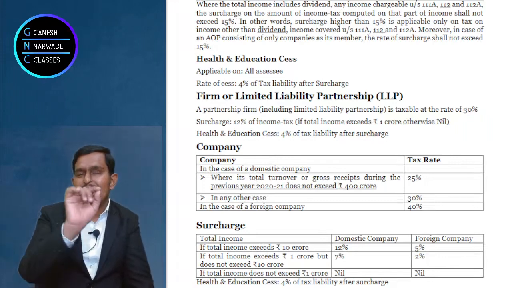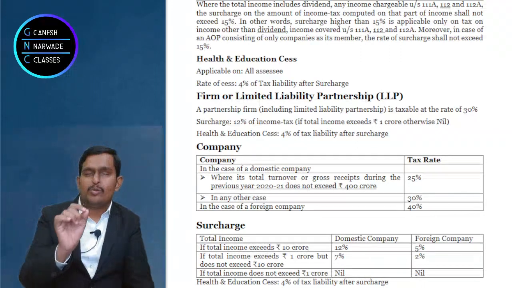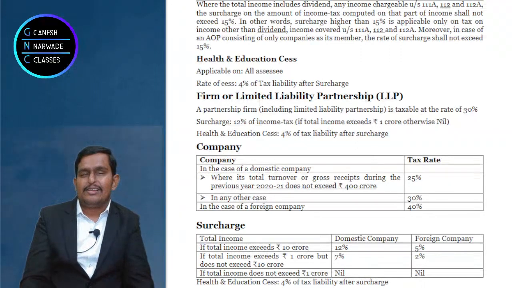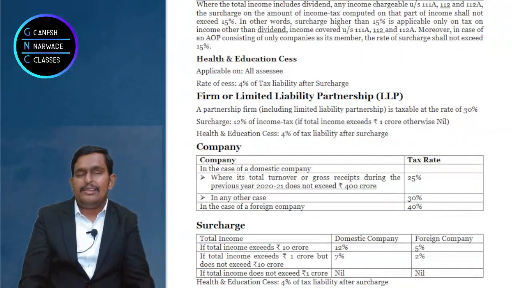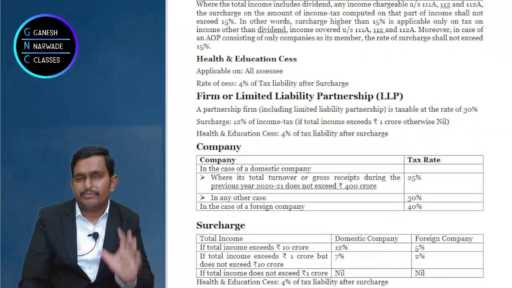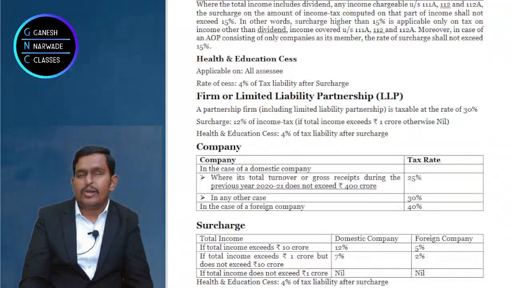Partnership firm, single rate tax. If you earn 1 rupee also, 30% tax rate. If you earn 100 crores also, 30% tax rate. And if your income is less than 1 crore, no surcharge for partnership firms. But if your income is more than 1 crore, 12% surcharge is there. So tax rate for partnership firms is 30%, and surcharge rate, if income is more than 1 crore, is 12%.